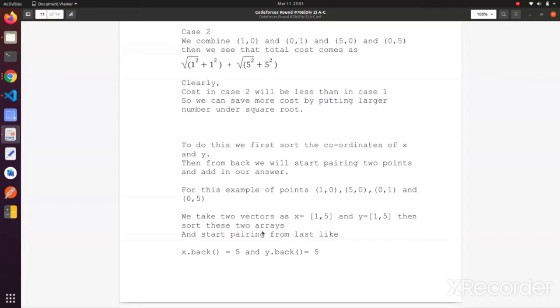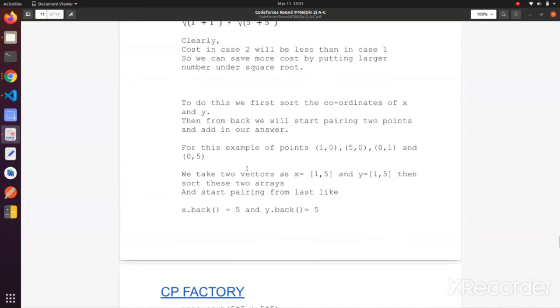So we can sort the x coordinates. First we have to store the x coordinates and y coordinates separately. Then I will sort the x coordinates and then sort the y coordinates. Then we will start pairing up the points from the last. So we will end up pairing up the bigger points, and thus we will get the greater distance at every iteration. For example, our points are 1 0, 5 0, 0 1 and 0 5, as in the previous example.